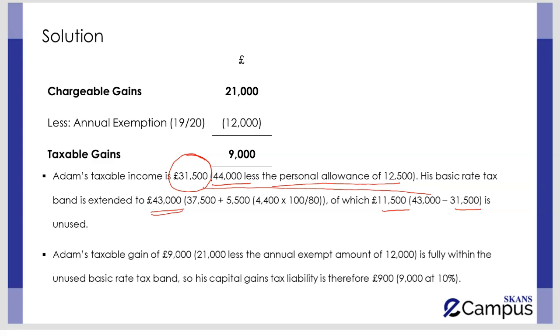As his net chargeable gain is £21,000, against this figure we need to deduct an annual exemption figure of £12,000. And there we come to know that the taxable gain figure for the tax year 19/20 is £9,000.